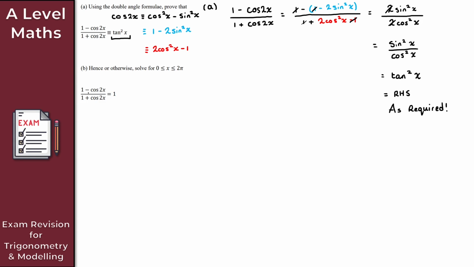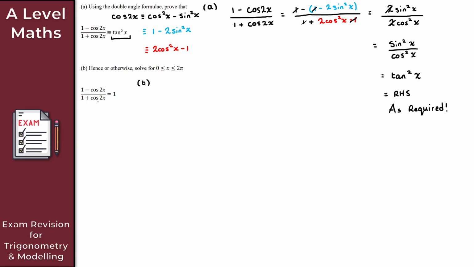So just notice then, the left-hand side of our equation here is identical to the left-hand side of our trig identity here, right? So what that means then is I can replace my left-hand side here with the right-hand side here. Okay, and that's why it's a hence part of the question, because we're going to use the answer from part A to help us answer part B. So for part B then, let's do that over here.